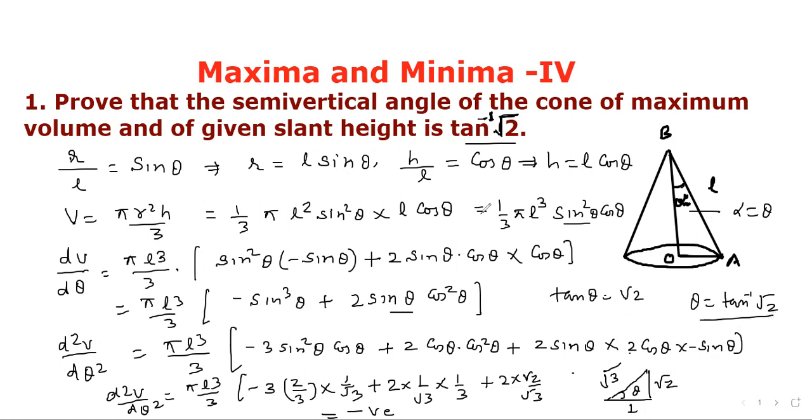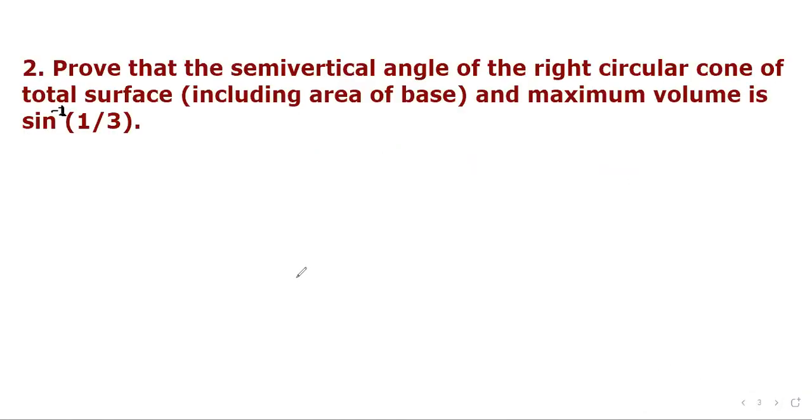So I think you must have understood. Now let's go to the next question. Question 2 says, prove that the semi-vertical angle of the right circular cone of given total surface area, including the area of the base, at maximum volume is sine inverse 1 upon root 3.